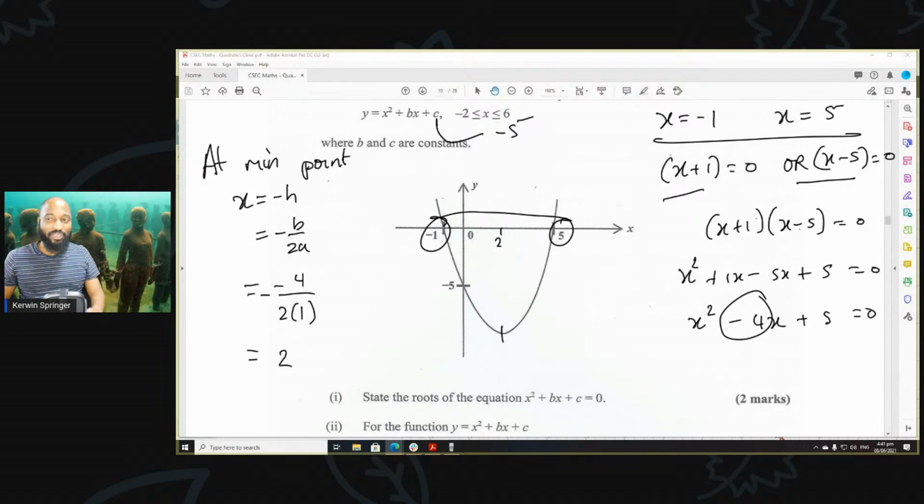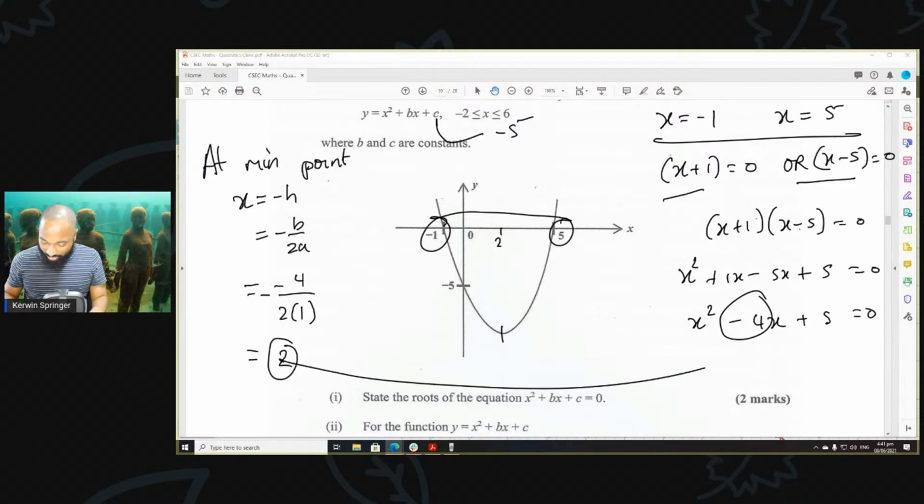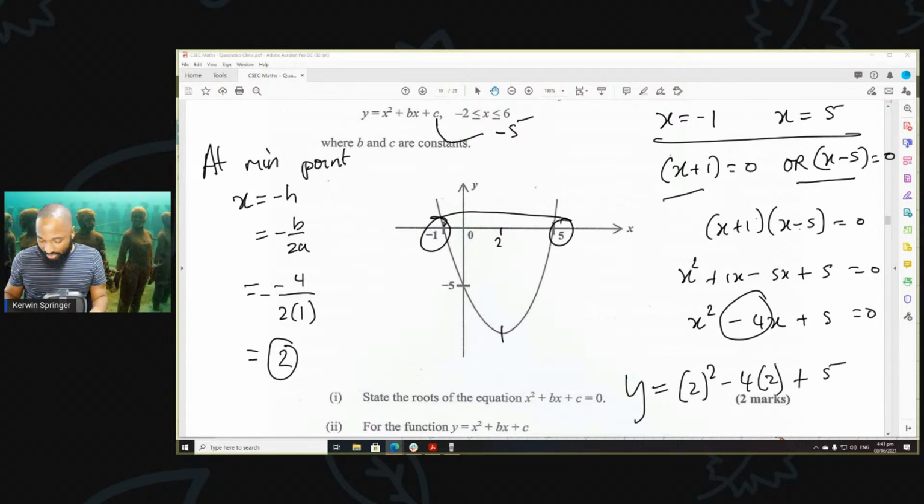So -1 plus 5, you add it up, divide by 2, you get the middle there. Michelle says sleepy. Once you get the 2, but you actually want the coordinates, you need to substitute the 2 into our friendly equation here to get what the y value is going to be. So y is going to be equal to 2 squared minus 4 by 2 plus 5.